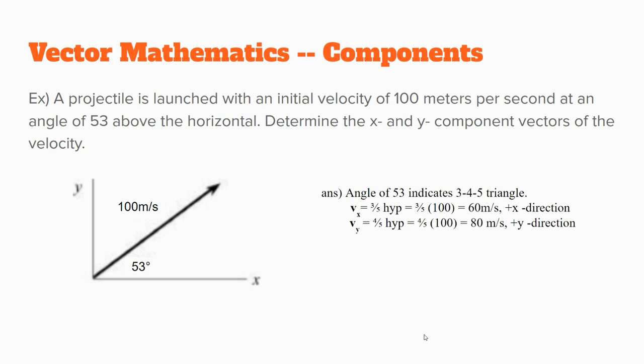This is the answer. The angle of 53 degrees indicates a 3-4-5 triangle. So we can find Vx as three-fifths of the hypotenuse, which is three-fifths of 10, which is 6 meters per second. And since this is a vector, we have to indicate the direction, which is the plus x direction. For Vy, it is four-fifths of the hypotenuse, which is 4 fifths times 10. As a result, it's 8 meters per second in the plus y direction.